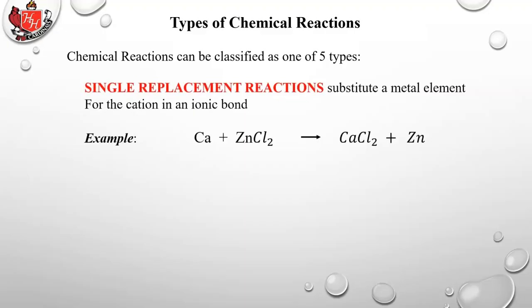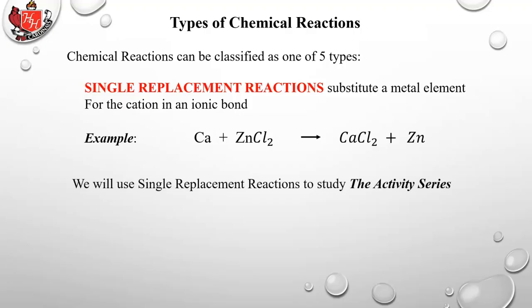A single replacement reaction substitutes a metal element for the cation in an ionic bond. So zinc chloride, ZnCl2, is an ionic bond. And what can happen is the calcium can switch places with the zinc, and then the zinc becomes a neutral metal and the calcium becomes the cation in that ionic bond. So we will use single replacement reactions to study the activity series later in the course.